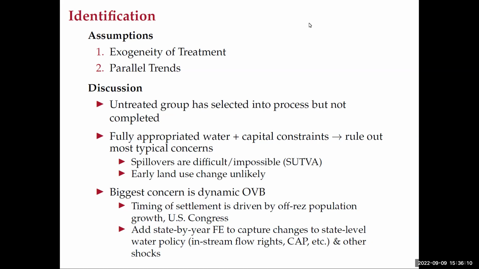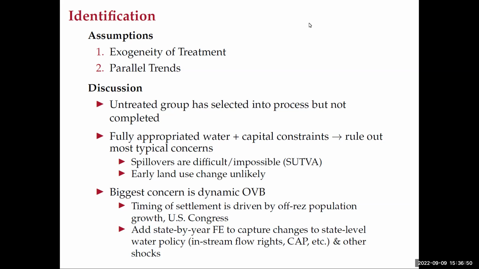So you can imagine you have a reservation that gets treated with a settlement, and at the same time, something else happens nearby. There's a big economic boom, a bunch of population moves in. Because all this population moves in, the reservation opens a casino. The reservation has a bunch of development that's completely unrelated to the water settlement. We want to eliminate that. We want to understand what's the change because of the settlement.